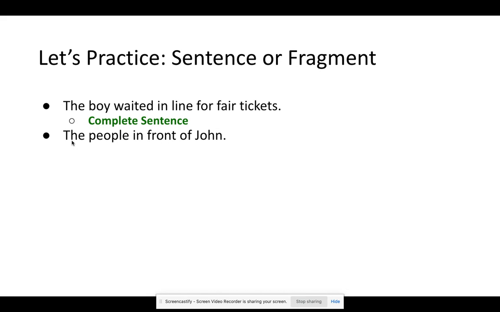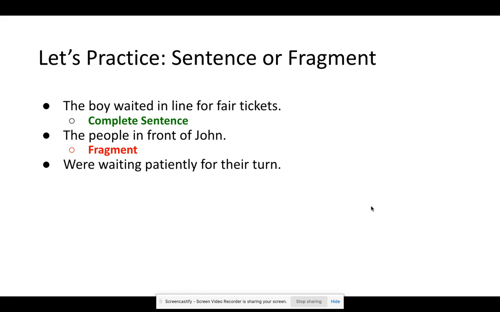All right, let's look at another example. The people in front of John. Is that a complete sentence or a fragment? That's right. It's a fragment because there's no predicate. We do know the subject, which is the people in front of John. That's who the sentence is about, but we don't know what they are or what they're doing. So there's no predicate, making this a fragment.